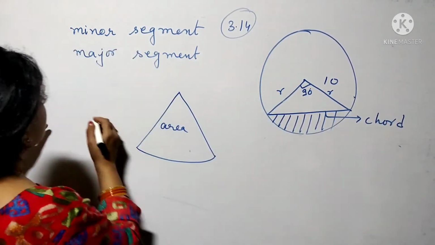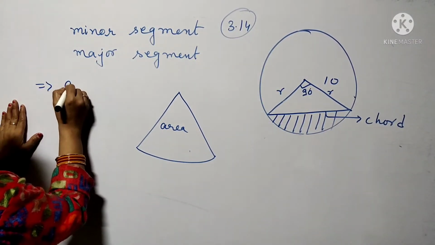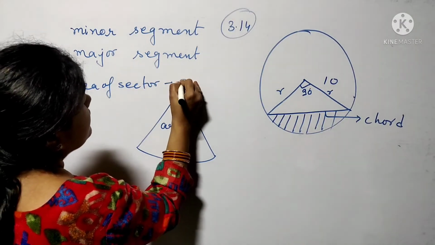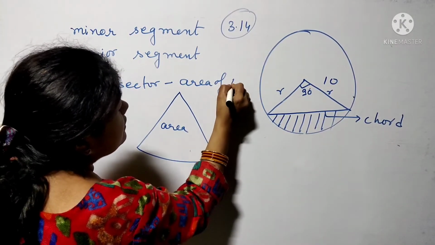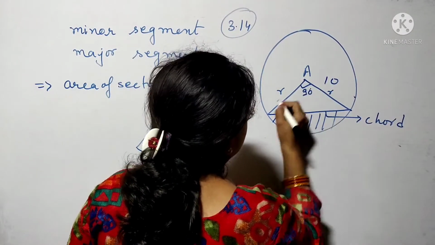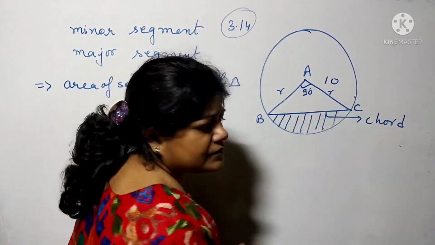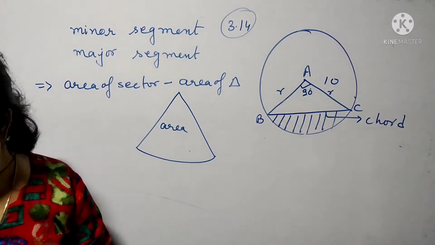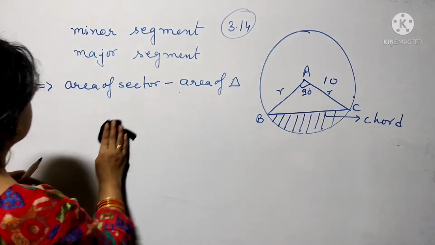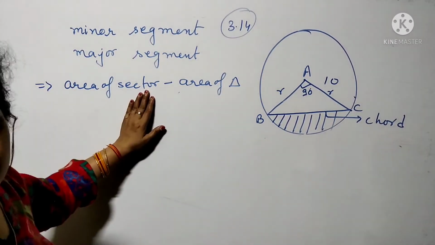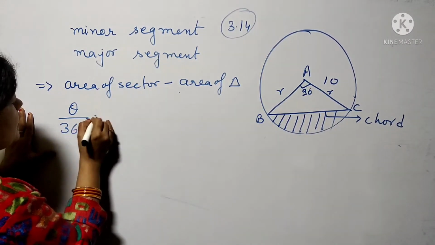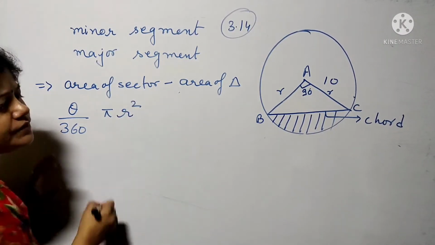That means area of the minor segment is equal to area of sector minus area of triangle. I can name this triangle A, B and C. Clear? Now, what is the area of the sector? Which is equal to theta upon 360 into pi r square.